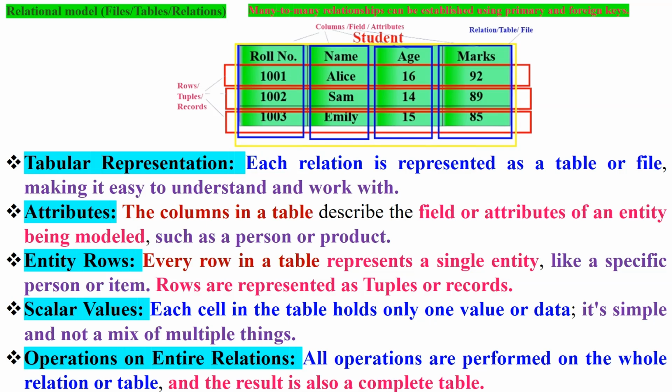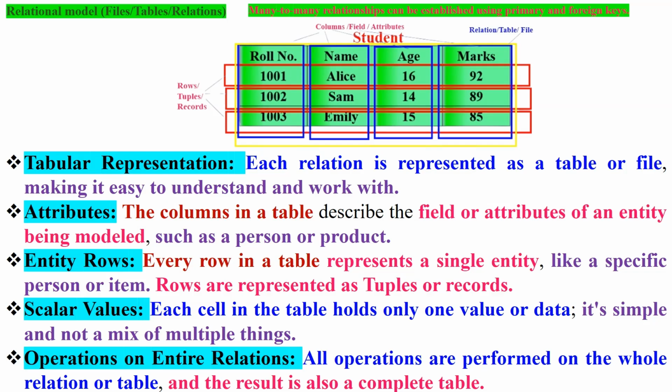Next is the attributes. The columns in a table describe the fields or attributes of an entity being modeled, such as a person or product. Entity rows. Every row in a table represents a single entity, like a specific person or item. Rows are represented as tuples or records. Scalar values. Each cell in the table holds only one value or data. It's simple and not a mix of multiple things.